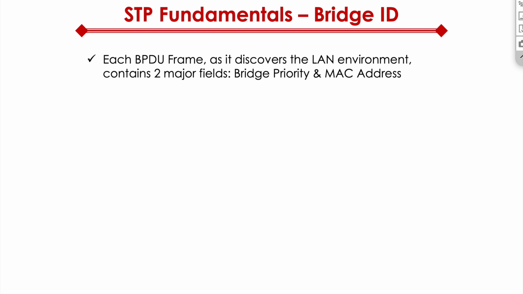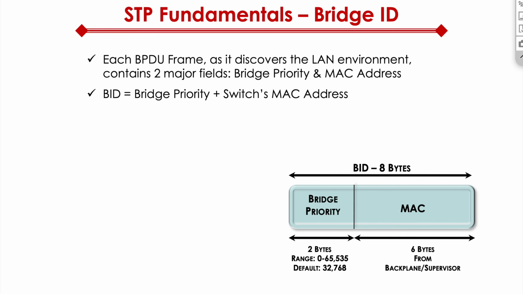Each BPDU frame contains within it two major fields, a bridge priority and the switch's MAC address. Combined together, it's called bridge ID or BID. So here we get to see that we have a bridge ID of 8 bytes altogether at layer 2. We're basically looking at a layer 2 header of the BPDU. We got the bridge priority here, which is 2 bytes, which means it's a value anywhere from 0 to 65,535. Default is right in the middle.